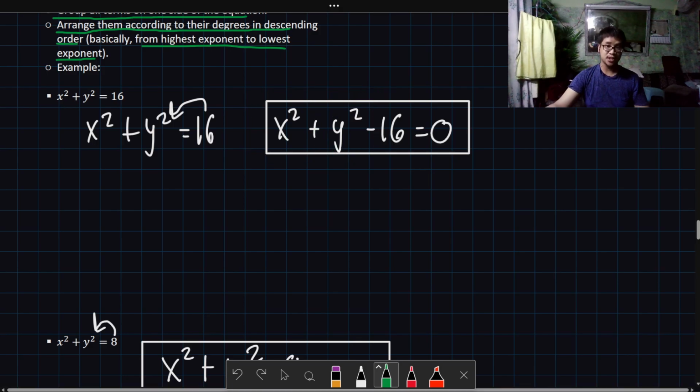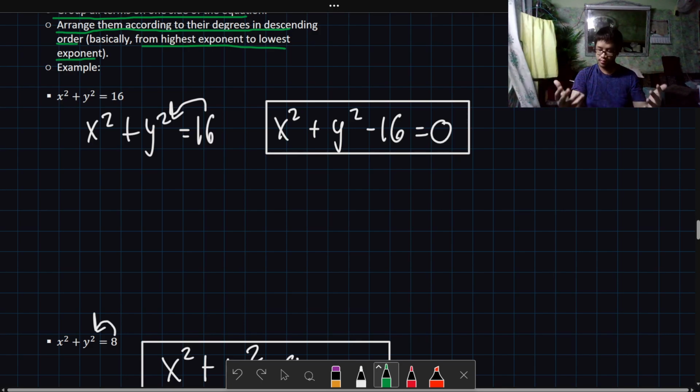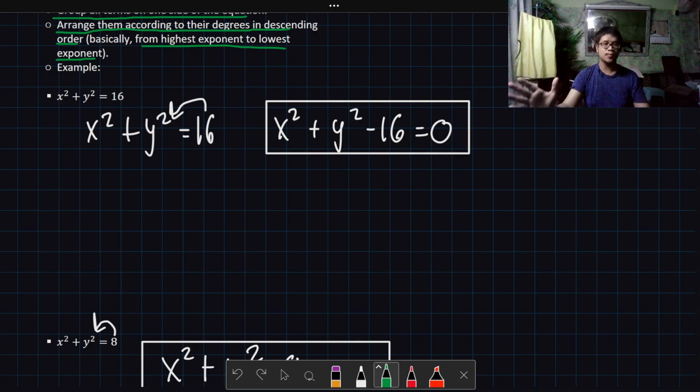So is it always like this? Yes. All right. If you're going to convert it into its general form, make sure that the highest exponent comes first. Since all terms have their own variables, they're not combined, if you know what I mean. So all terms should be arranged based on their exponents. And then the order must be in descending order.